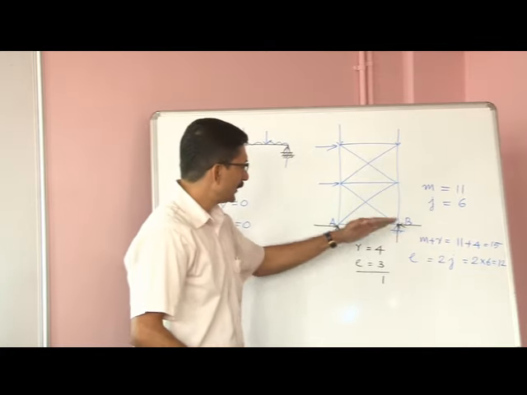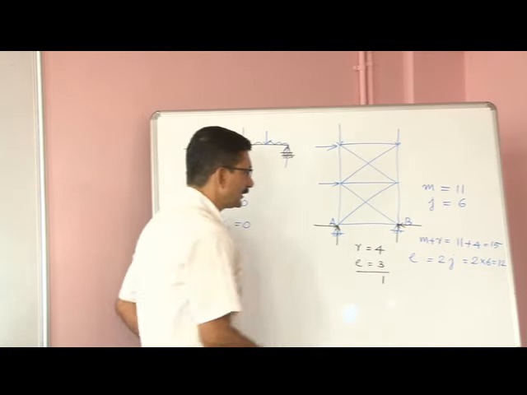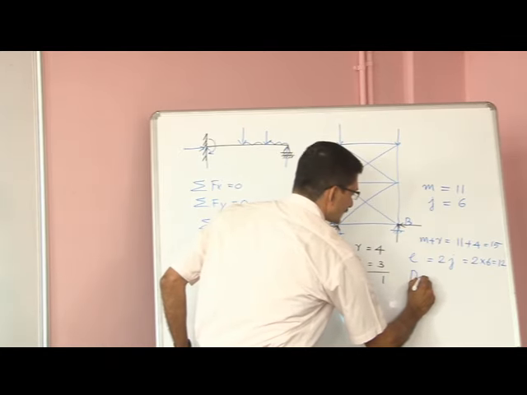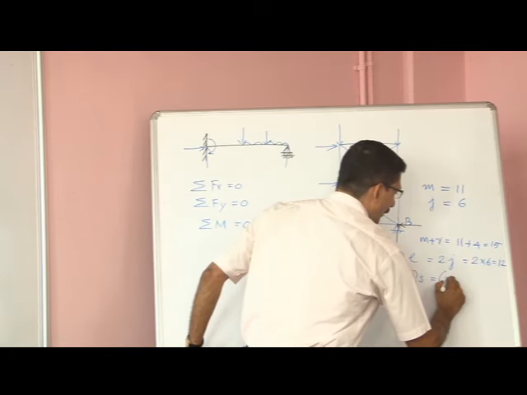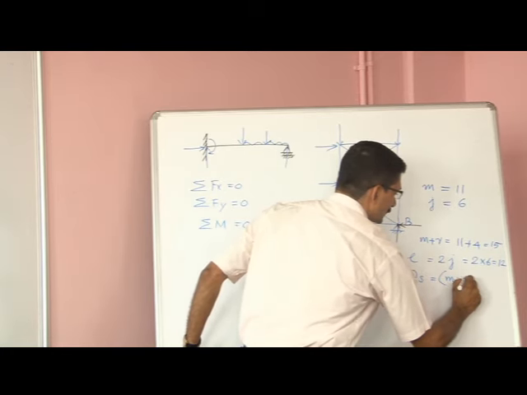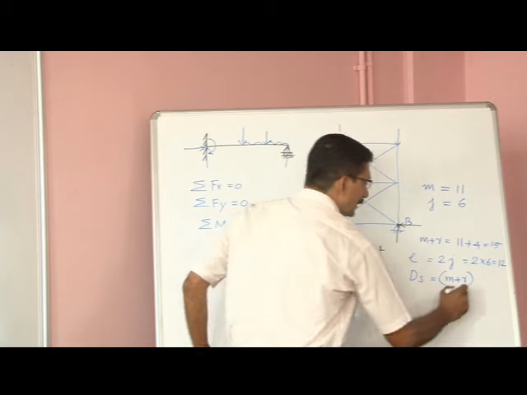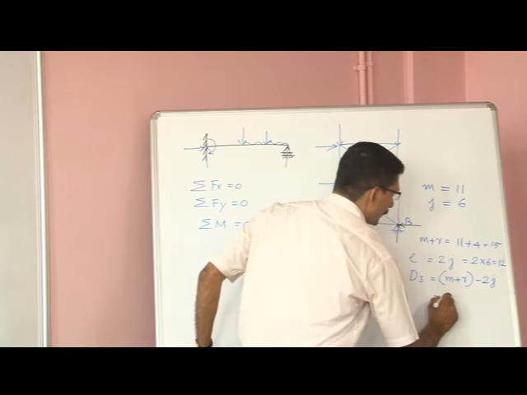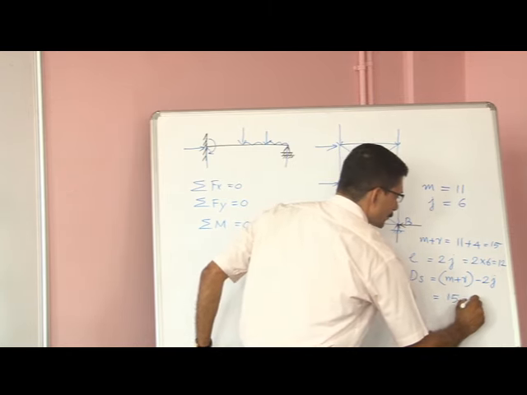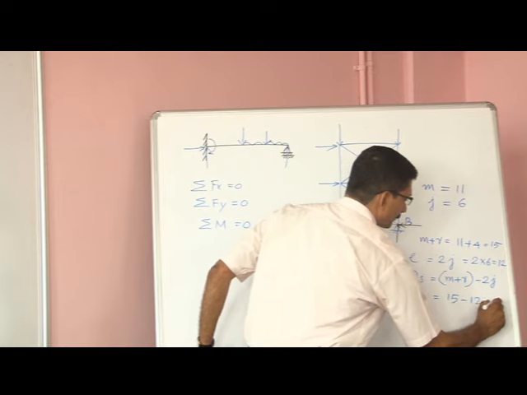So the degree of static indeterminacy, defined as d suffix s, for this structure is equal to the number of unknowns, internal and external, minus the number of equations, which is 2j. That is equal to 15 minus 12, which is equal to 3.